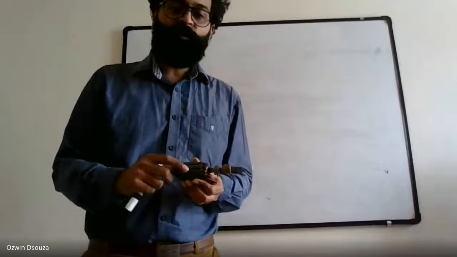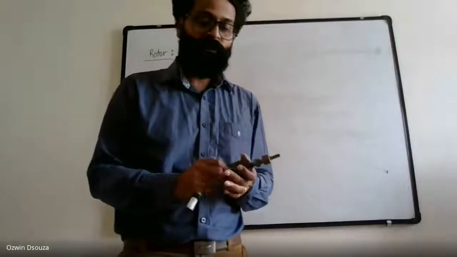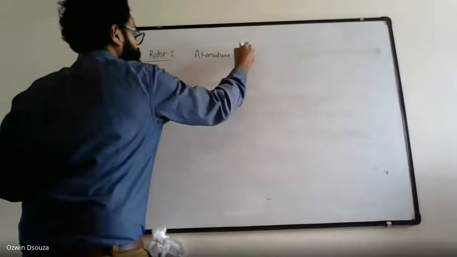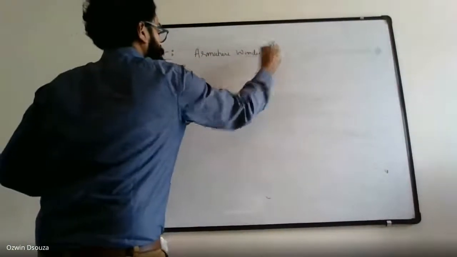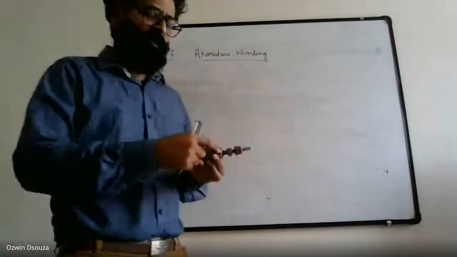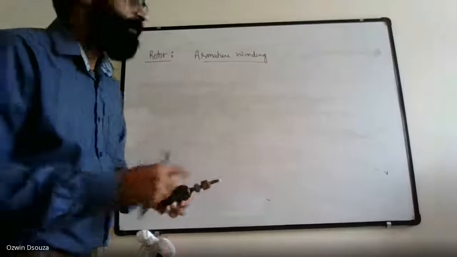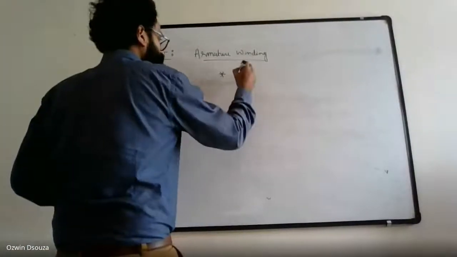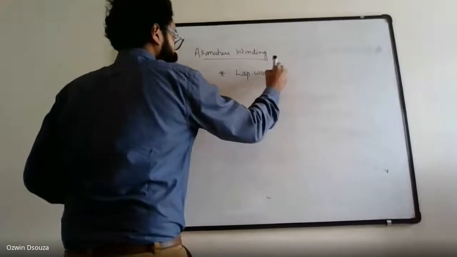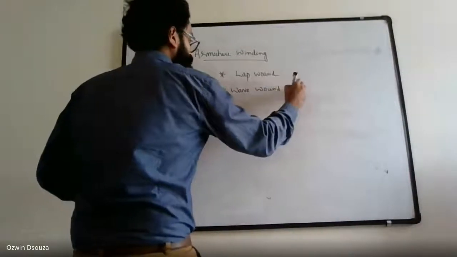Okay, the second major part of rotor is the rotor winding, which is also called as the armature windings. Armature winding or rotor winding. So this armature winding, it's nothing but a group of conductors connected in a definite manner. So the group of conductors can be either connected in lap wound manner, or it can be connected in wave wound manner.